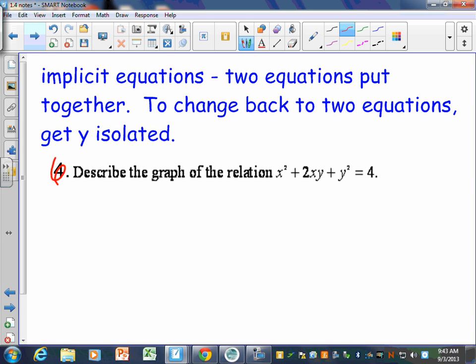An implicit equation is two equations that are put together. An implicit equation is not a function. What we're going to practice doing today, and eventually, I think the last section in this chapter is all about implicit equations that we're actually going to graph. We want to change it back to two different equations, like two functions that we know and that we can graph. So it's kind of just like practicing some algebra here.